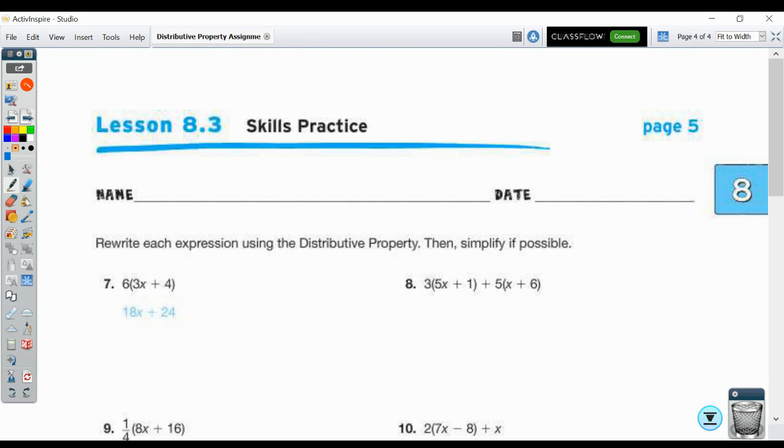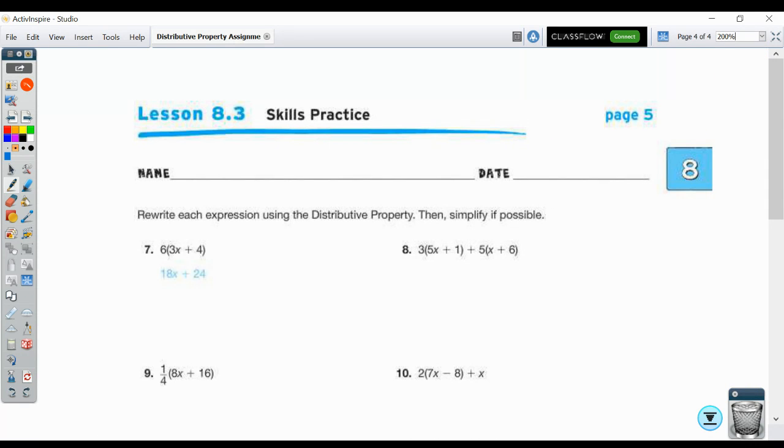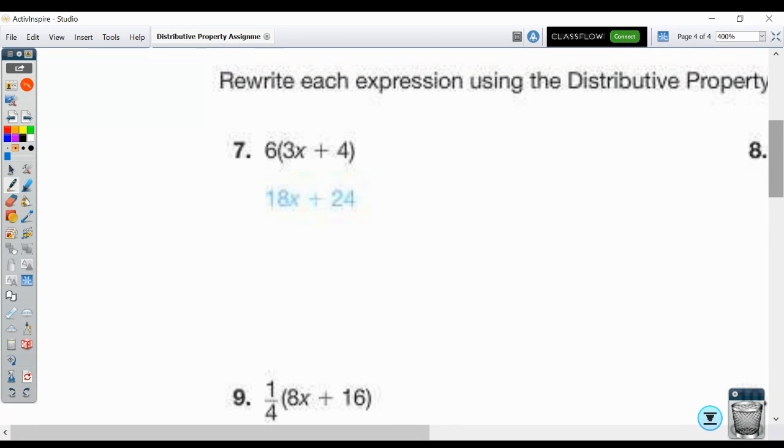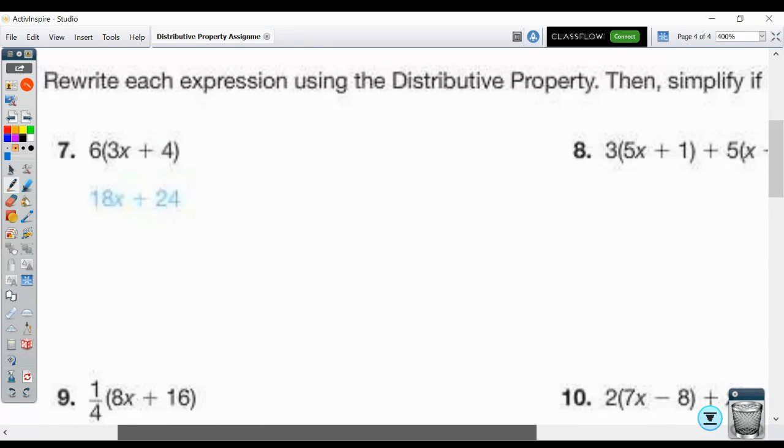Next problems, there's more of them. So I'm going to zoom in a little bit. That's not what I wanted. All right, here we go. So first one is done for you. Let's go ahead and look at the second.